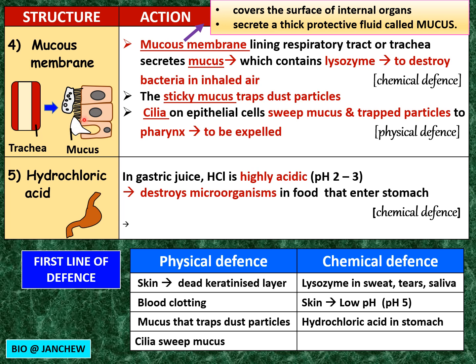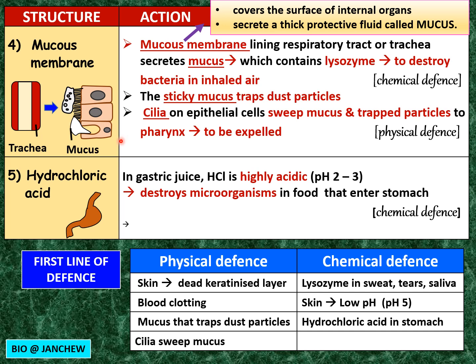Thirdly, the cilia are found on other epithelial cells. Cilia are tiny hair-like projections that can move, to sweep the mucus containing the trapped particles and pathogens upwards to the throat, the region of the pharynx, to be expelled, either through coughing or it can also be swallowed into the digestive system where the hydrochloric acid will probably act on it.